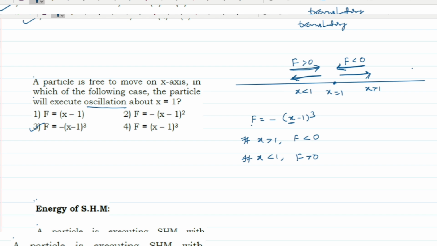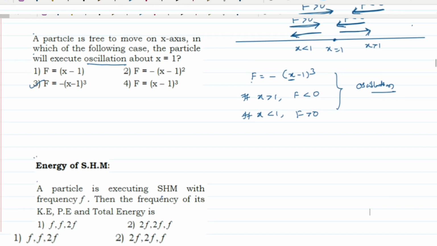That means the given equation F equals minus of (x minus 1) cubed, you have to treat it as a simple harmonic oscillation. It is going to be executing the oscillation. So the third one is the correct answer. Like that, for all the other cases also you have to check whether it is satisfying or not, right? Please take that one.